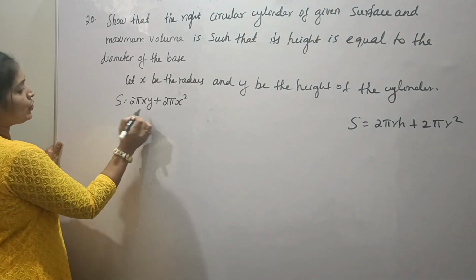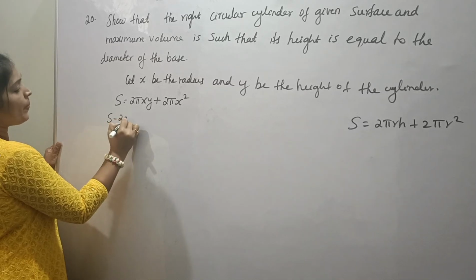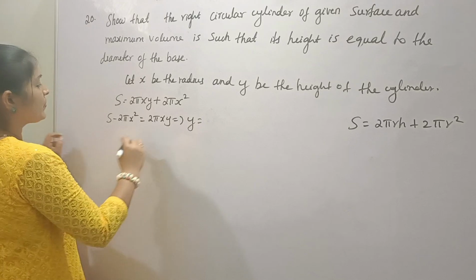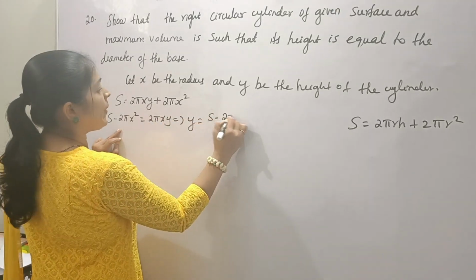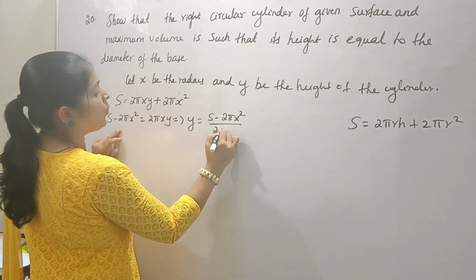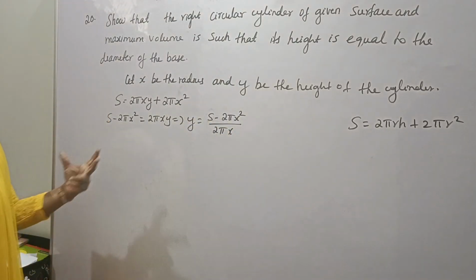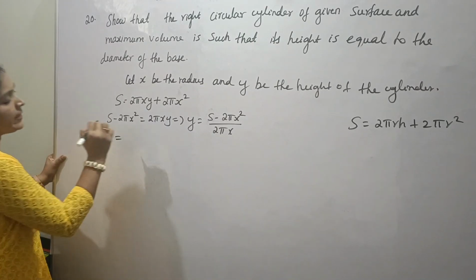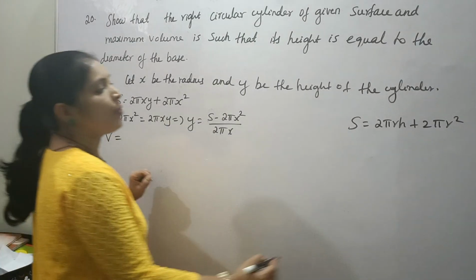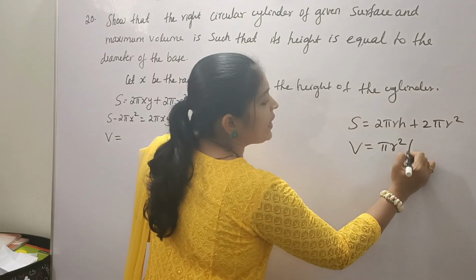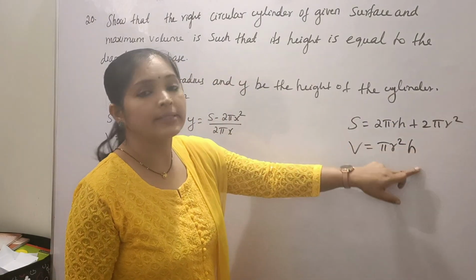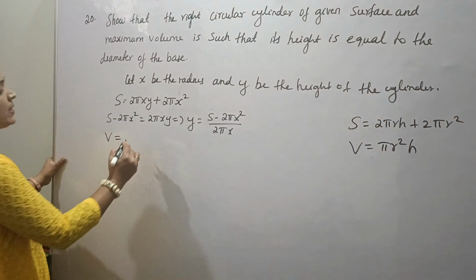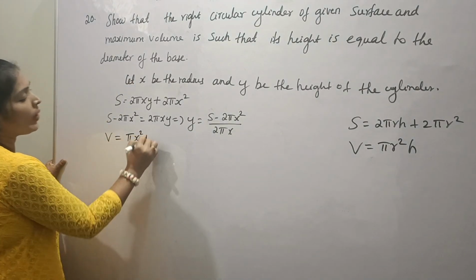Here we have to find y, so S minus 2 pi x square is equal to 2 pi xy. That implies y is equal to S minus 2 pi x square divided by 2 pi x. Now what is our function? That is the volume of the cylinder. We know that the volume of a circular cylinder is pi r square h, where r is the radius and h is the height. Here x is the radius and y is the height, therefore pi x square y.